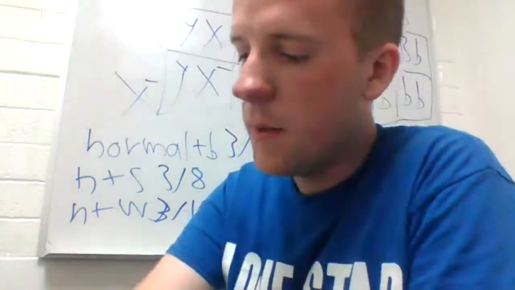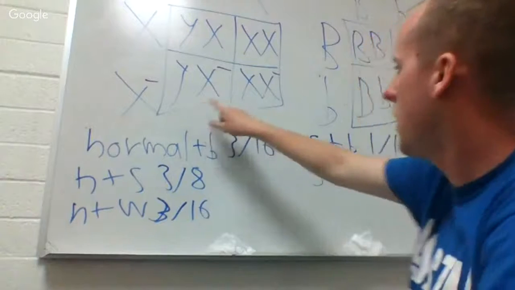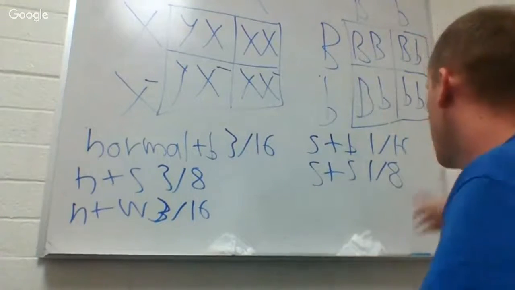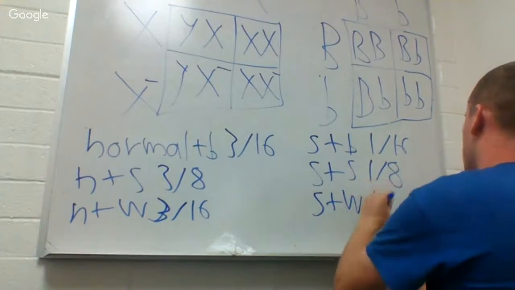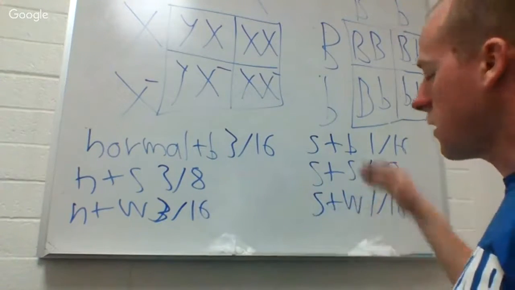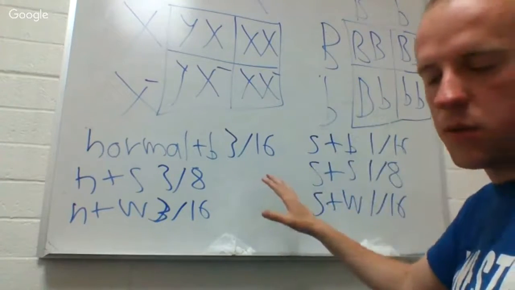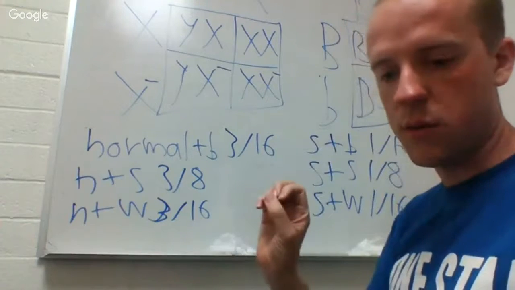And then shaker and white. Shaker is only 1/4 and white is only 1/4, so it's going to be 1/16. So shaker and white is also 1/16. Okay, so we have our values. These are our expected ratios, and then we have to compare that to the observed ratios.